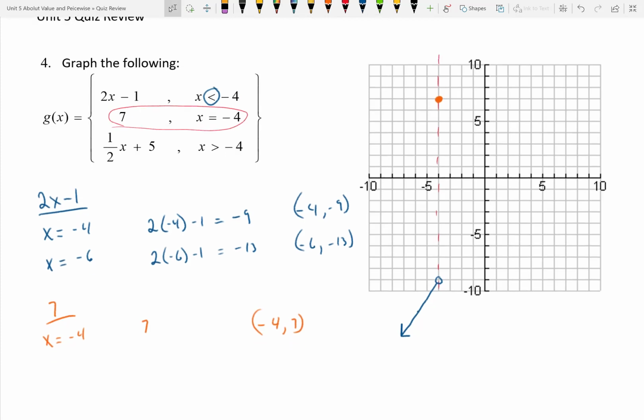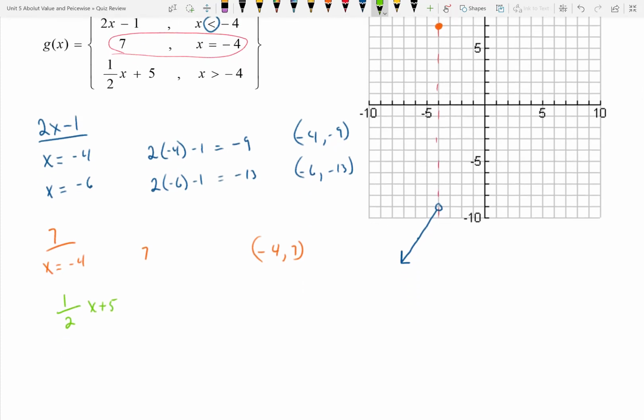And then we'll evaluate the last part, 1/2 x plus 5. We'll find a couple of points on that. We'll evaluate it at x equals -4. Again, even though it's not defined at that point, we'll use that as a boundary. So 1/2 times -4 plus 5. 1/2 times -4 is -2. -2 plus 5 is +3. So we should have a point at -4, 3.